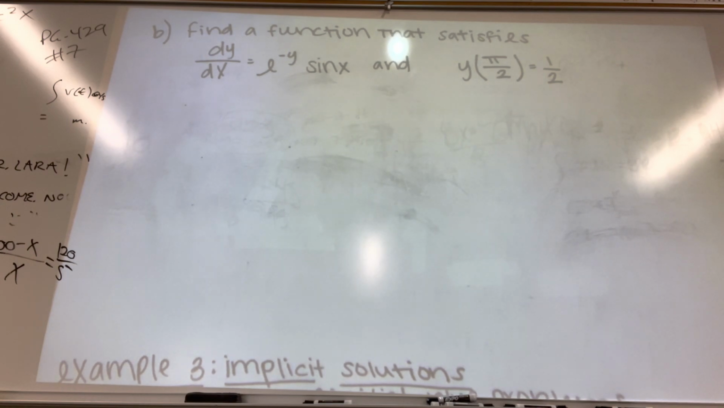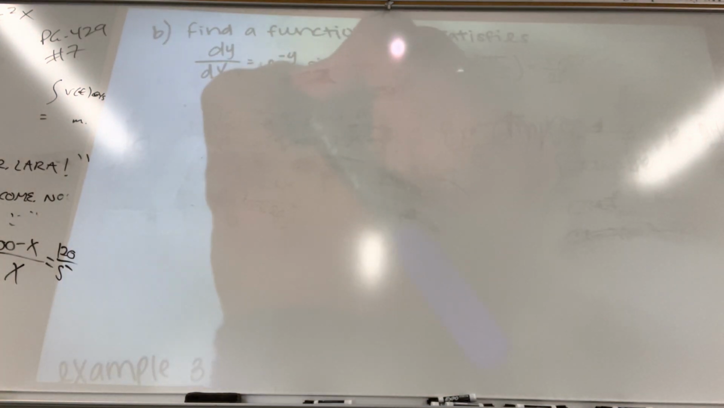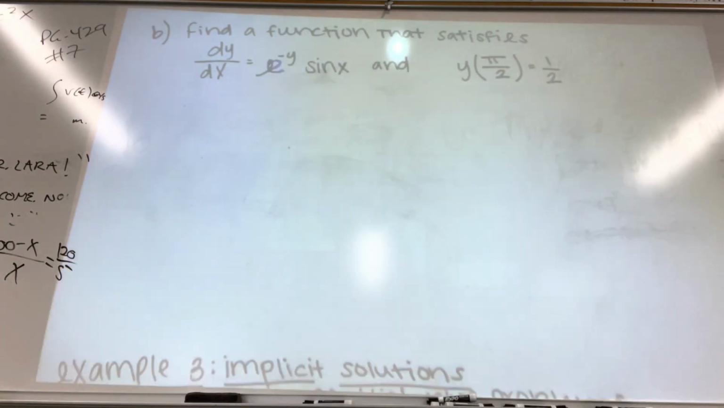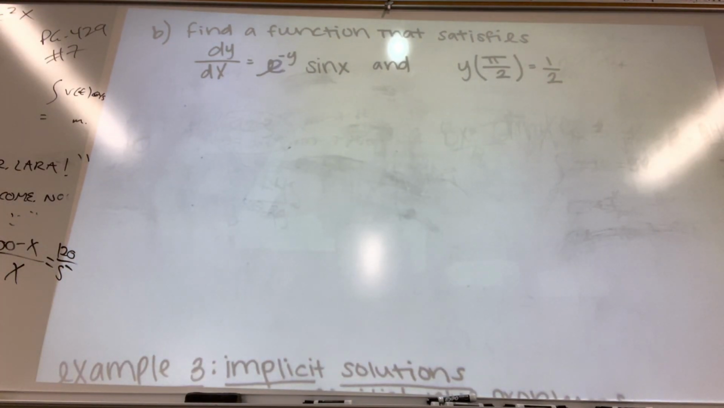All right, so next one, find a function that satisfies this. Again, this is an e to the negative y sine x. So let's get that 1 point, yeah? 1 point out of 9. Separate the variables. So let's do the first step. Let's separate the variable. Okay, so get the y's with the y's, the x's with the x's. Separate the variable.